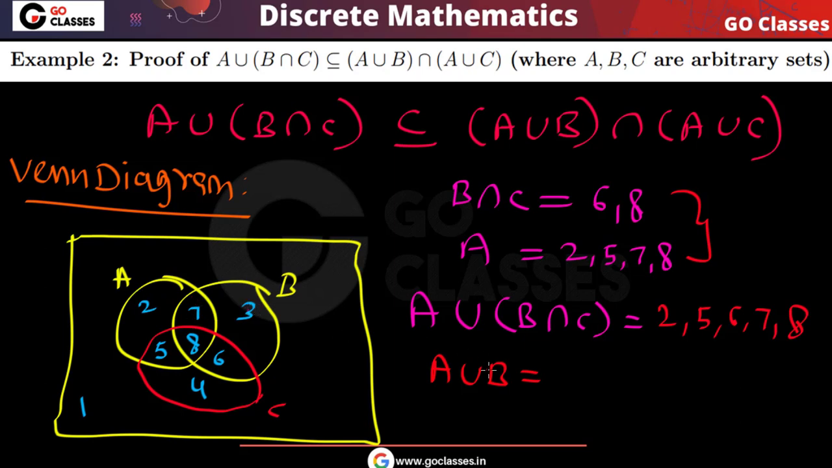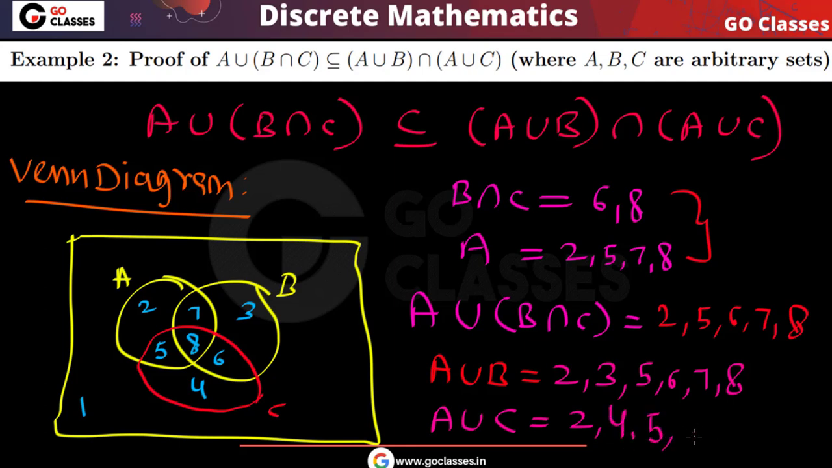A union B means the complete area of A and B. So the area of A union B is basically 2 3 5 6 7 8. This is the area of A union B. What is the area of A union C? A union C means this complete area of A and C. So this area is basically 2 4 5 6 7 8. This is the area of A union C, 2 4 5 6 7 8.